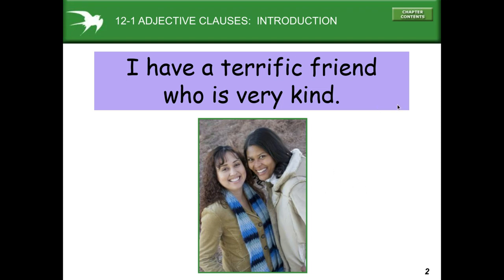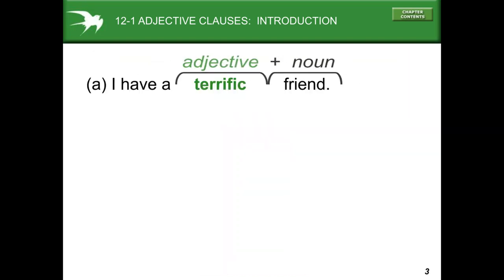So take a look at this example sentence. It says, I have a terrific friend who is very kind. So we have two parts of this sentence. We have the first part, I have a terrific friend. And then here's the second part, who is very kind. This part, I have a terrific friend, this is our main clause. And who is very kind, this is our dependent clause. It's dependent on this main clause to give it meaning. This is our adjective clause here, who is very kind.